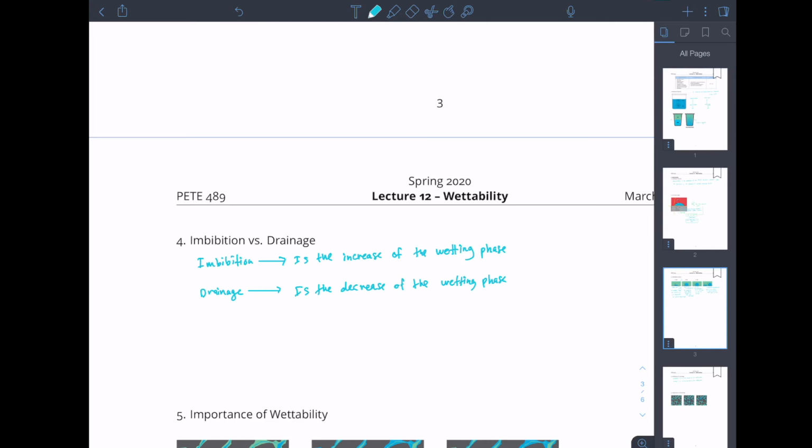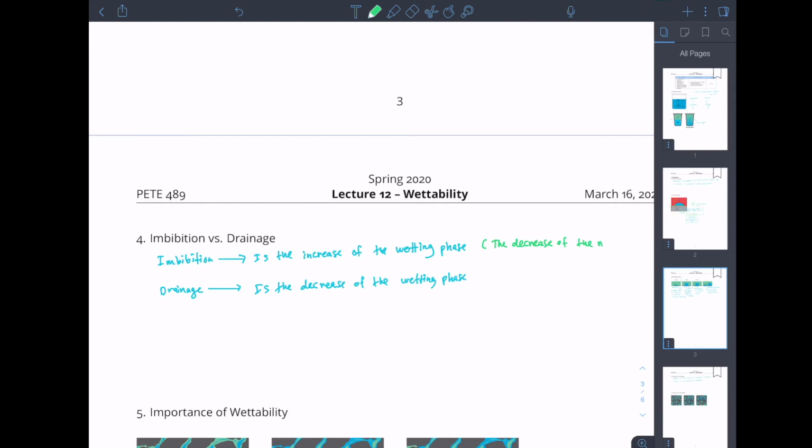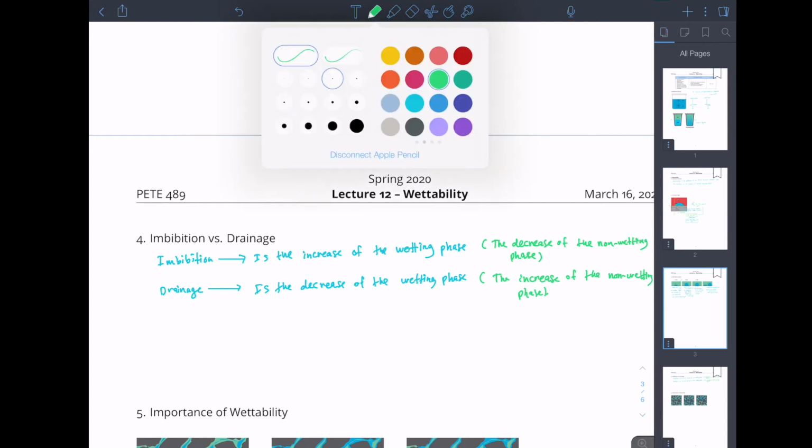capillary pressure. But I just want to mention that this definition can also be thought of from the opposite point of view, meaning that imbibition can also be the decrease of the non-wetting phase, and drainage can be defined as the increase of the non-wetting phase. Okay, and we'll come to this concept again once we talk about capillary pressure.